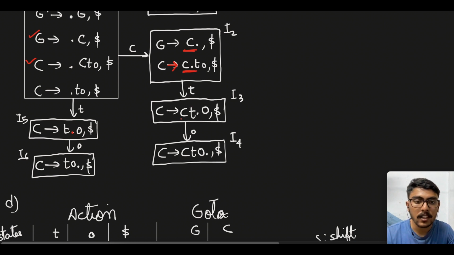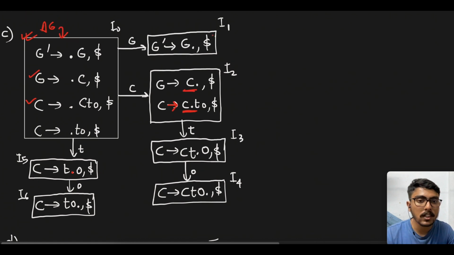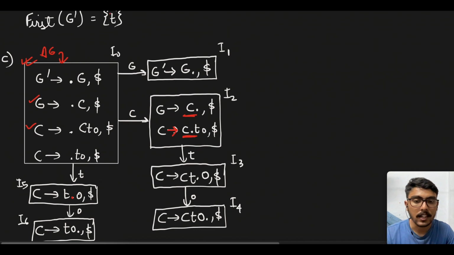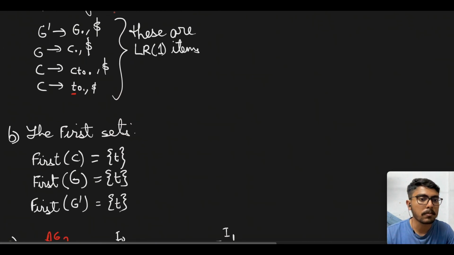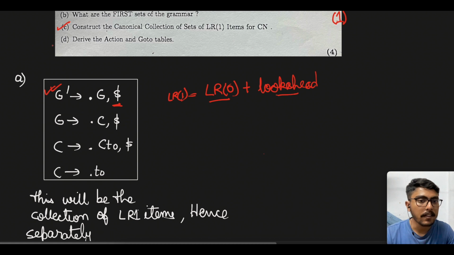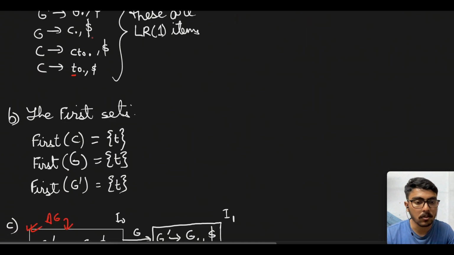So if we do that, then CT dot and basically dollar symbol, then finally CTO dot dollar symbol. We have to name all these six states with numbers. So they are basically different states that are part of the canonical collection of items. After that, the fourth part of the question is to derive the action and goto tables. So now, using this canonical collection of sets, we have to derive the action and goto tables.